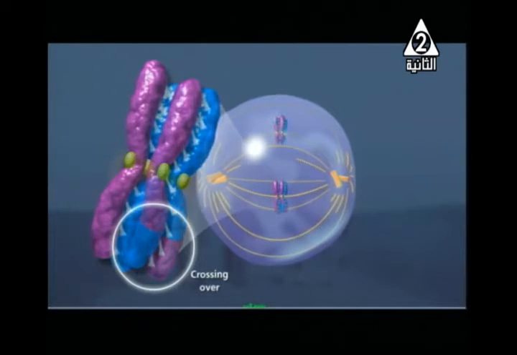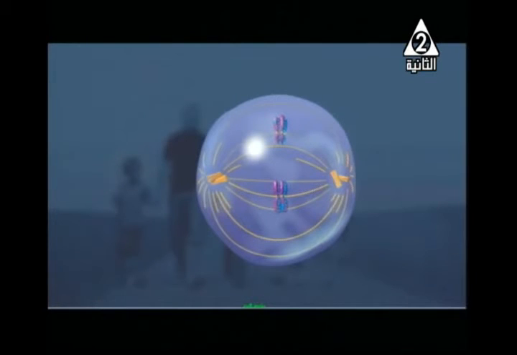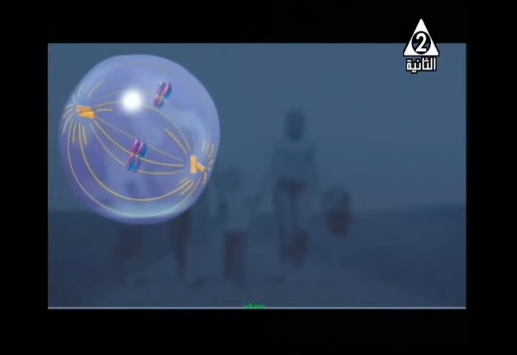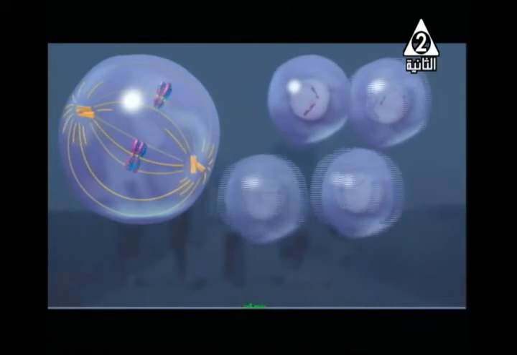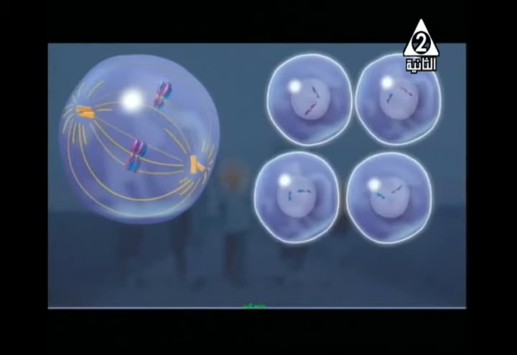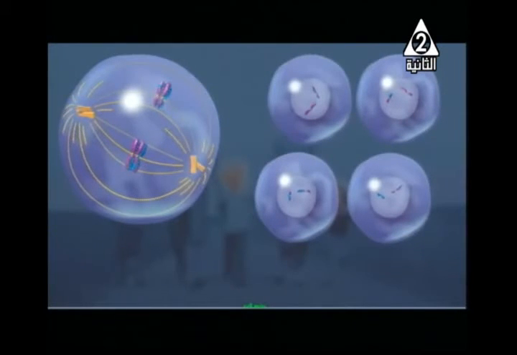What is the aim of this phenomenon? This phenomenon aims to produce variation of the genetic traits between members of some species, which leads to the formation and appearance of new traits that did not appear in the parent before.